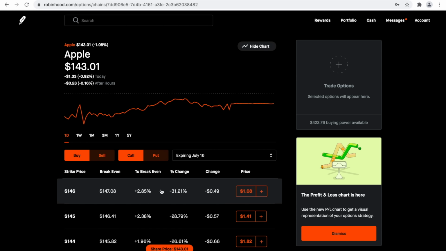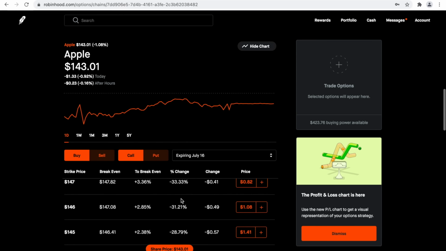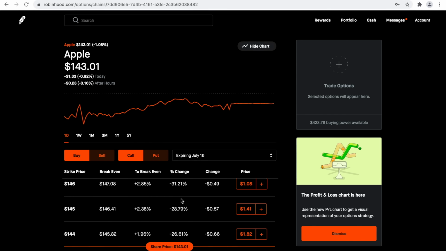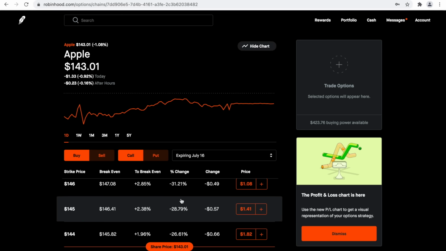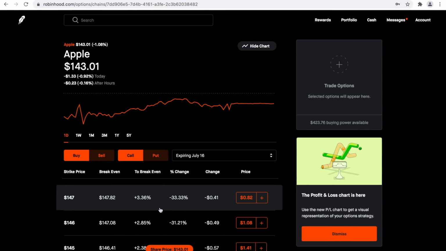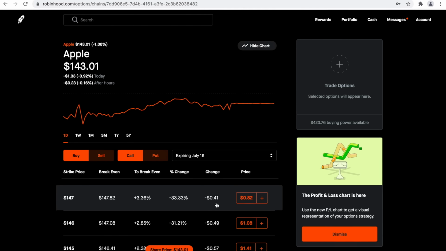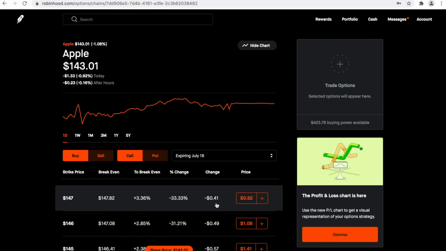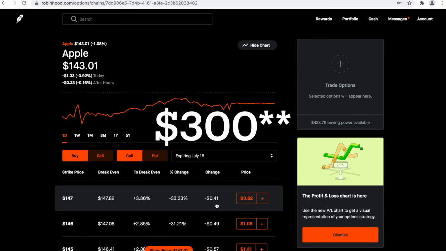And then it just tells you the percentage to break even, to be allowed to break even. And the percent change is how much it changed for the day, on that given day, per percentage. So today, the $147 strike price was down 33%, or a third of what it was yesterday. And that is equivalent to a 41-cent change, which is a lot of money. Just think of it, if you had $100 in, that's equivalent to losing $30. If you had $1,000 in, that's equivalent to you losing $3,000 on the day in that given contract.